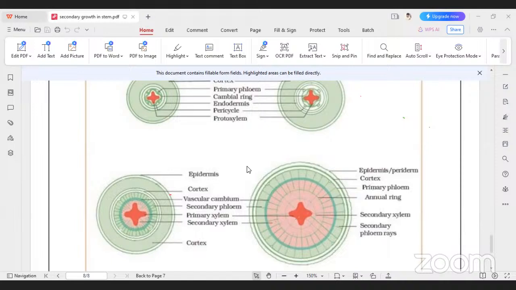Now let's see the anomalous secondary growth. Anomalous secondary growth.